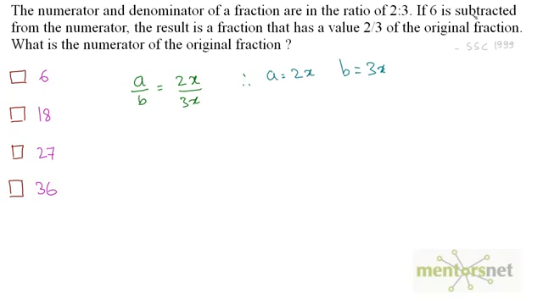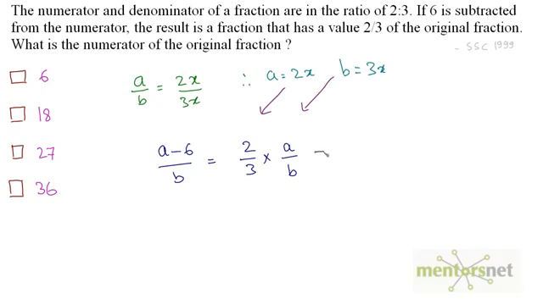If 6 is subtracted from the numerator, so we have a minus 6, then the result is a fraction that has a value 2/3 of the original fraction. So (a minus 6) by b is equal to 2/3 of the original fraction, so 2 by 3 times a by b. Now put the values of a and b in this equation and get the value of x.